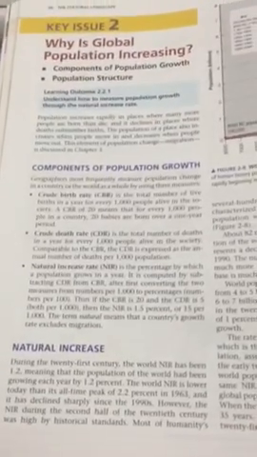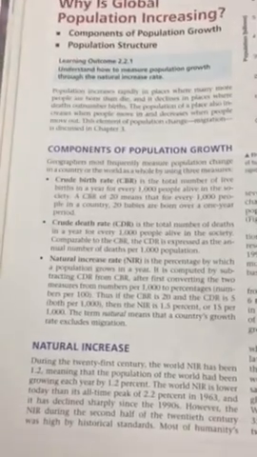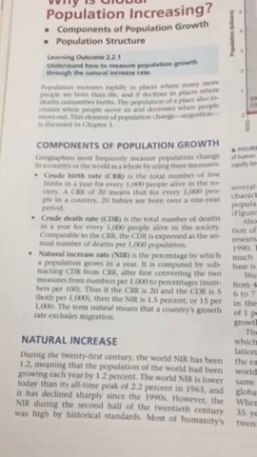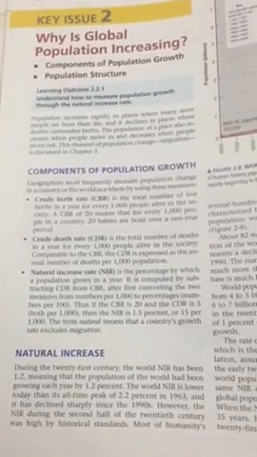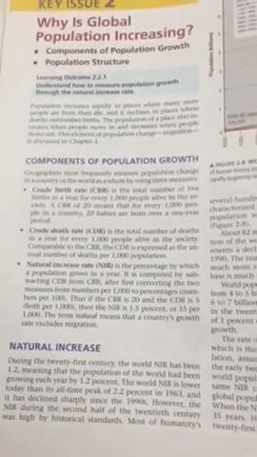Okay, so key issue 2 is pretty heavy on vocabulary. All right, we're looking first at crude birth rate, crude death rate, and natural increase rate. This is basically exactly what it sounds like. The crude birth rate is the total number of births per 1,000 people in a certain area. If you've got a really high one, that means you're having lots of babies.